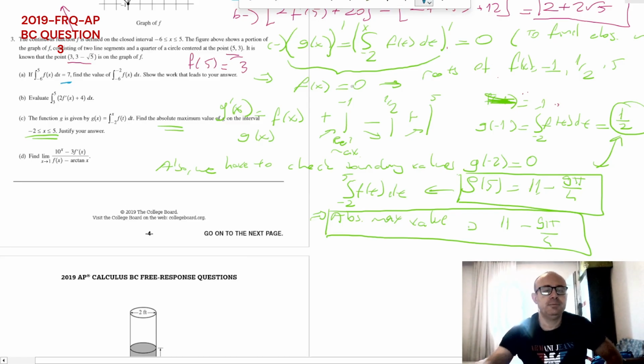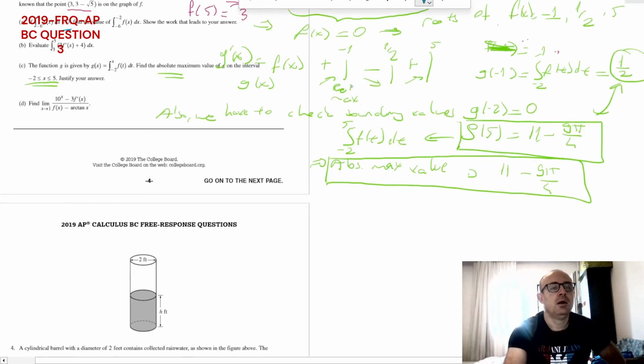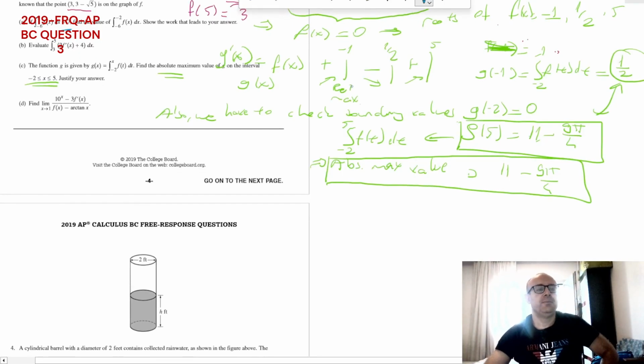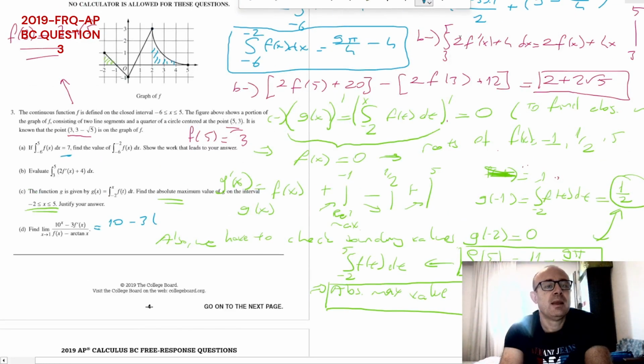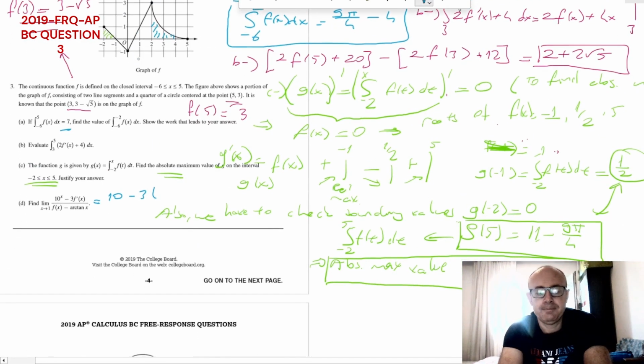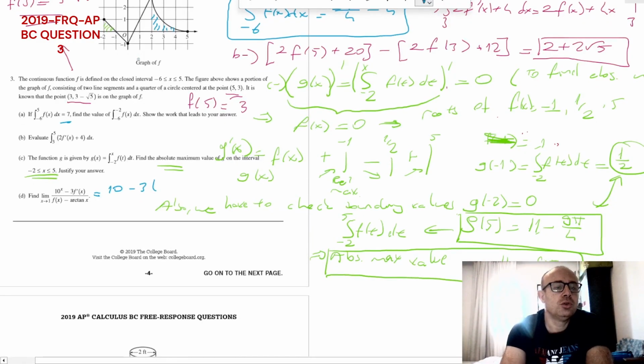And the final part, D. Find the limit of the function (10 to the power x minus 3 f derivative of x) divided by (f of x minus arctangent x). Let's substitute x equal to 1. 10 minus 3 times f derivative of 1. F derivative of 1 is equal to 2.